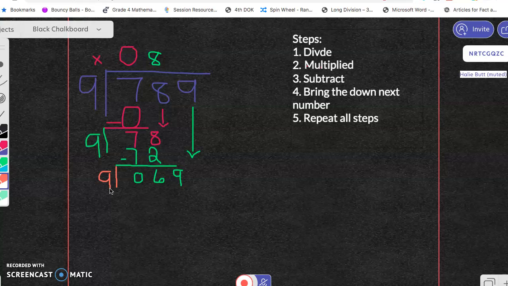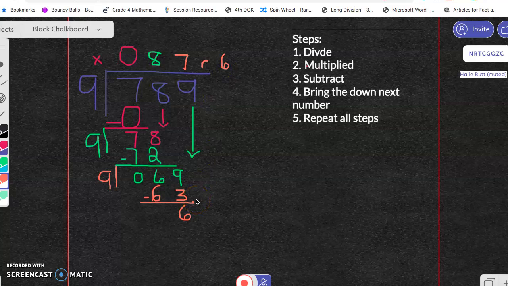How close can 9 get to 69? Well, that would be 7 times, which is 63. I'm going to subtract. 9 minus 3 is 6. So I have a remainder of 6.